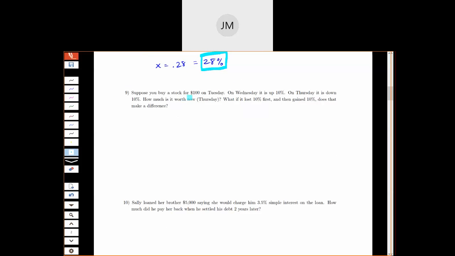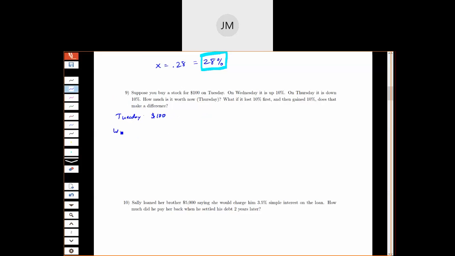Okay, suppose you buy a stock for $100 on Tuesday. On Wednesday, it's up 10%. On Thursday, it's down 10%. How much is it worth now on Thursday? Okay, and then we have a separate second question. We'll deal with that after we answer the first. Okay, so on Tuesday, it's $100.